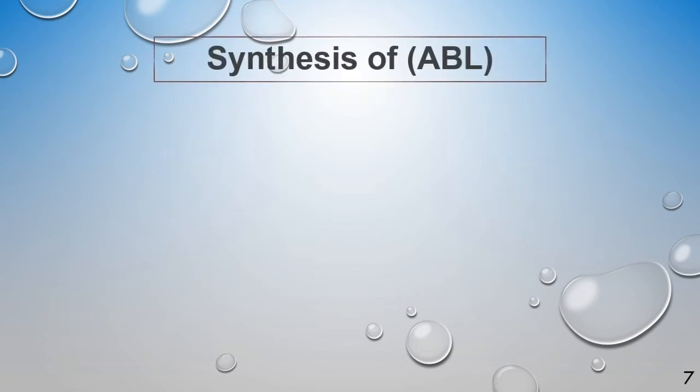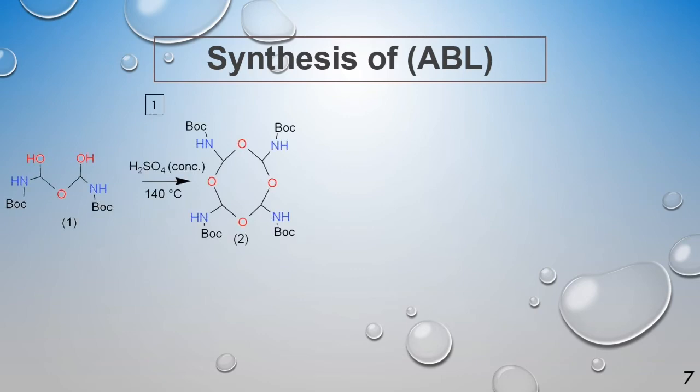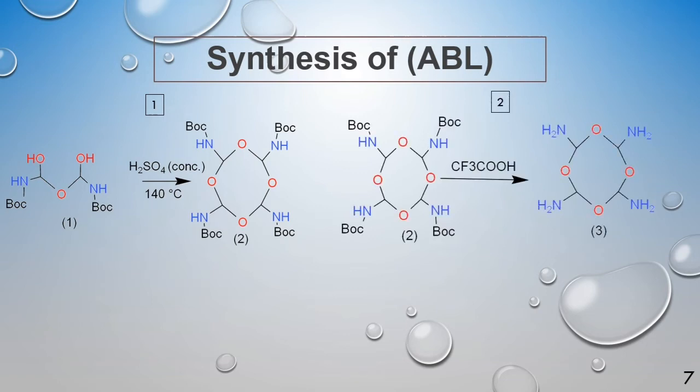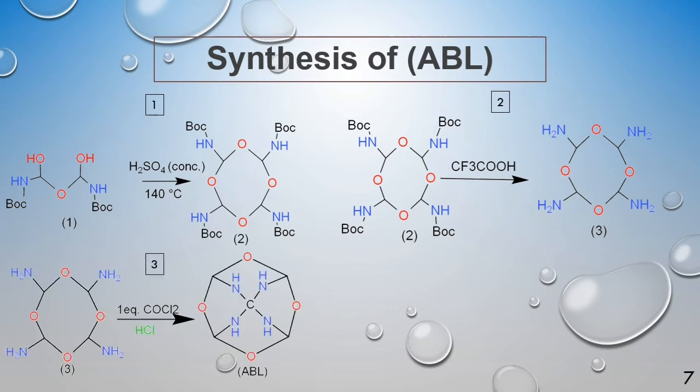Unfortunately, we couldn't find a synthesis method, so we put forward a promising method. It consists of 3 main steps. In the first one, we started from 2 equivalents of compound number 1 and we got compound number 2 with 2 new ether groups using an ether formation reaction. In the second one, we did an amine deprotection reaction to get compound number 3. In the third one, we did an imine formation reaction, then we added HCl, and after that, using a condensation reaction, we finally got ABL.